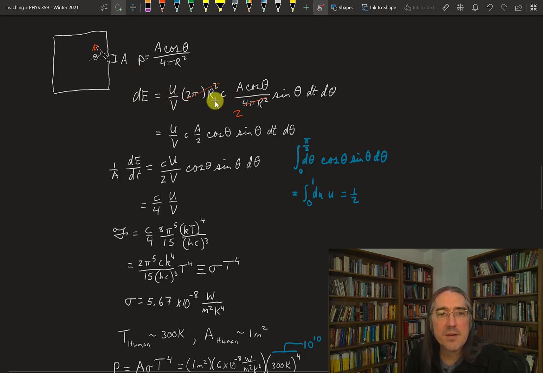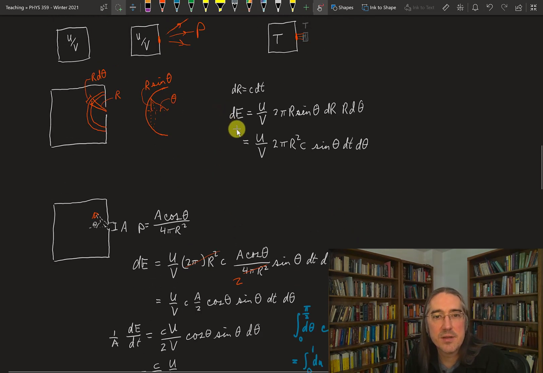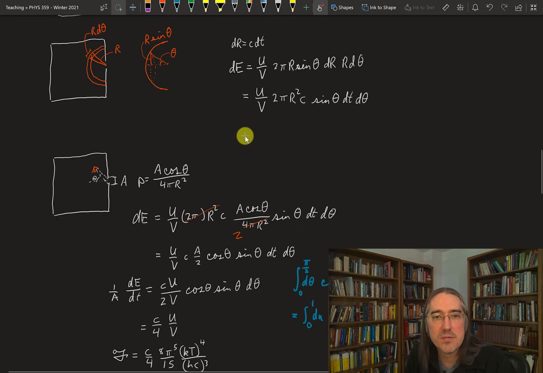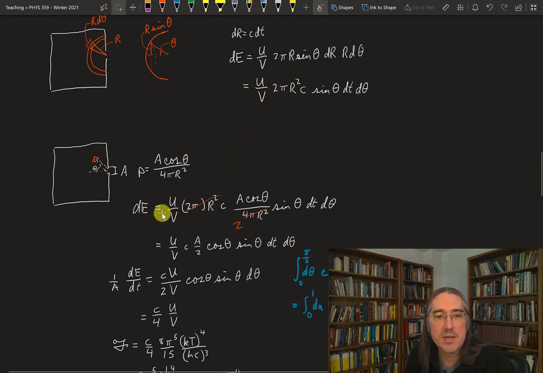We had dE, but now instead of the dE being the energy in the shell, we're going to say the dE is the energy that gets out of the hole at some time R over C later. Okay, so we're going to take the dE that was in the shell, right? Bring it down.